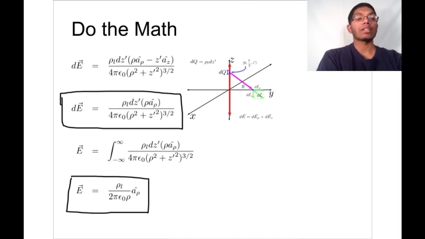So that's our final answer over here. E is equal to rho L over 2 pi epsilon rho, all going in the a hat rho direction.